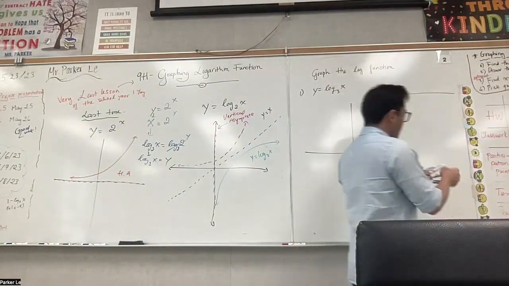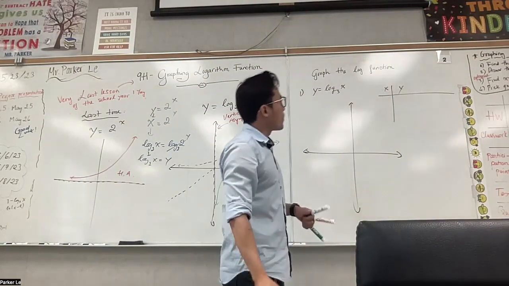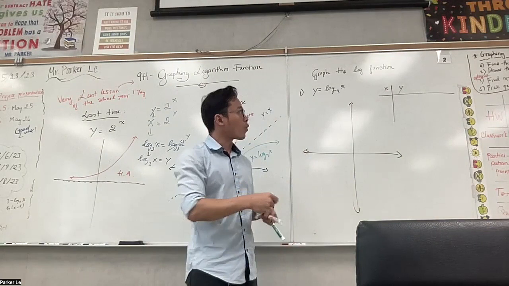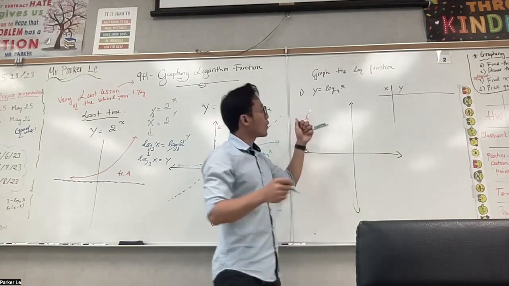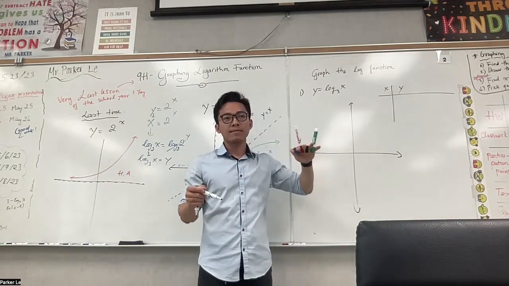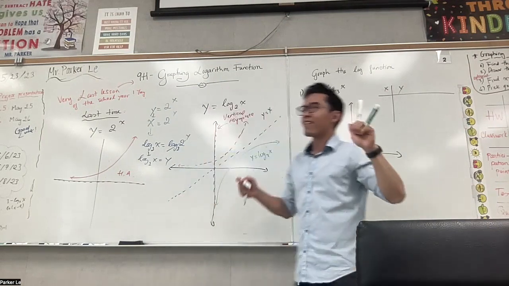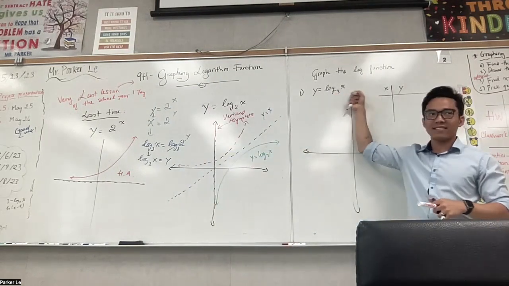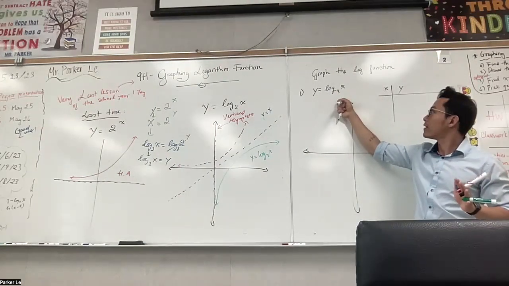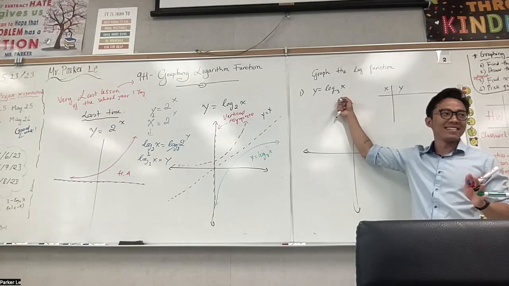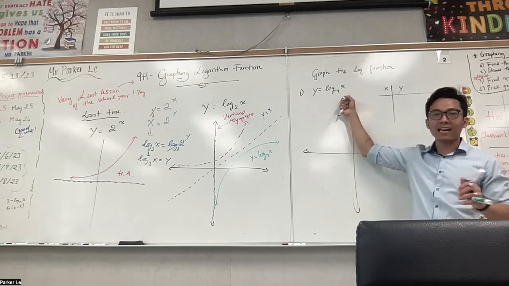Okay, first thing first, you want to find a domain. You let inside a log larger than 0. What inside a log right here? No, inside the log, 3 is the base. So what inside the log? 3 is the base. Where does e come from? Why? Inside the log.